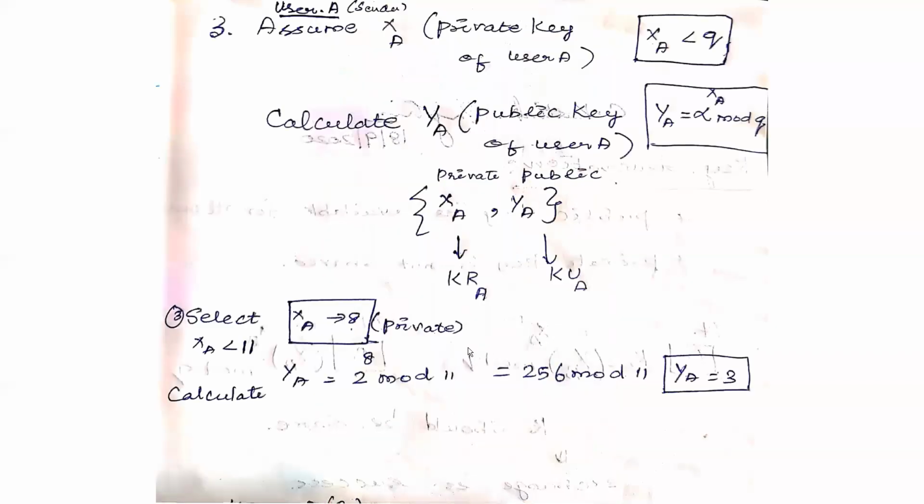2 power 8 is nothing but 256. So how to find 256 mod 11? You divide 256 by 11, and you get the remainder 3. So 256 mod 11, the remainder value is 3. So YA you have calculated: XA is 8, YA is 3.